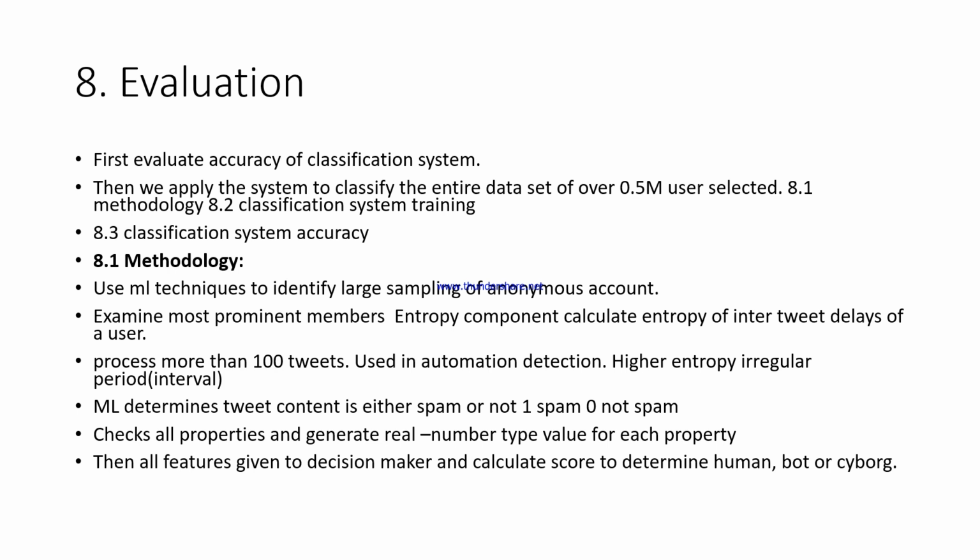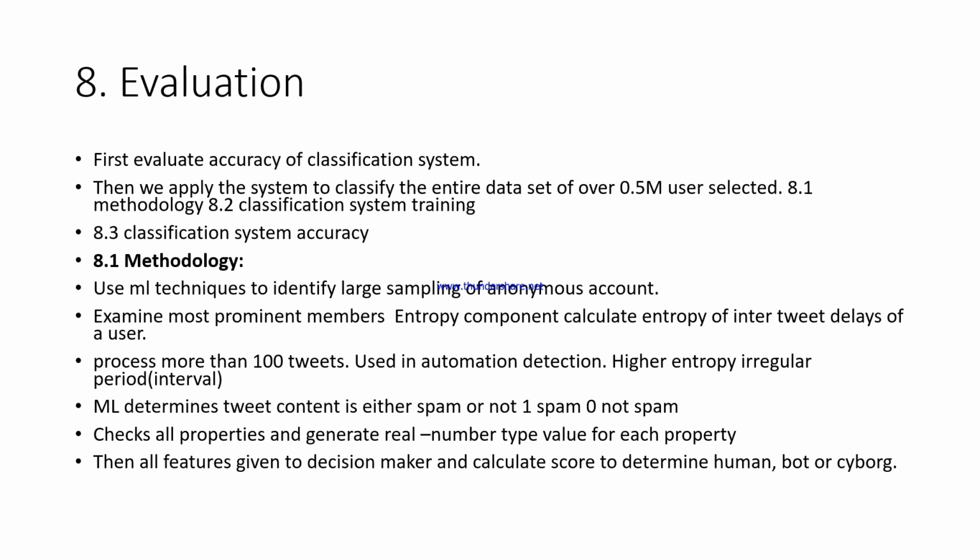After determining whether an account is a human, bot or cyborg, we evaluate the results. For the evaluation, we classify the entire data set of over half a million users through methodology, classification system training, and classification accuracy. For methodology, we use an ML technique to identify a large sampling of anonymous accounts and examine the most prominent members, calculate the entropy of the intertweet delay of the users, and the ML component determines whether a tweet is spam or not.